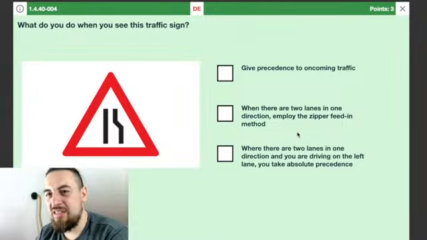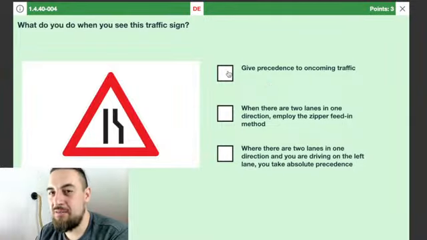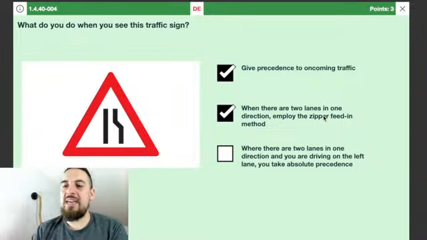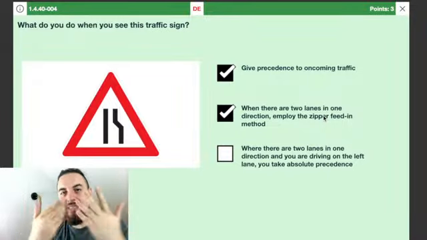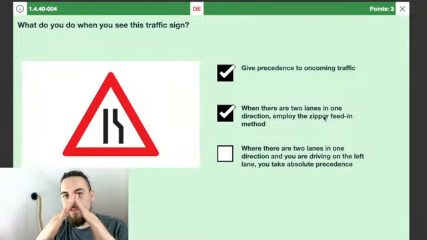So there are just two answers correct. Give precedence to oncoming traffic is correct. When there are two lanes in one direction, employ the zipper feed-in method. Exactly. Why? Because that type of sign is always telling us, be aware there is something which might need our attention coming ahead. It's a danger sign.